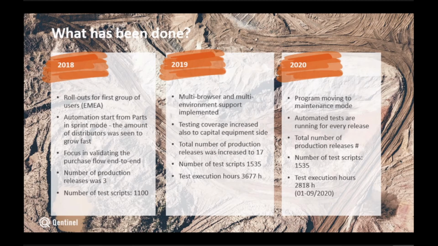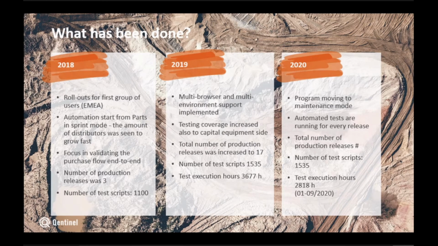When you look at 2019, we got a lot of multi-browser and multi-environment support implemented in the project, which increased the testing coverage a lot. And actually, as they said, they were now able to do 17 releases in 2019 on top of this legacy platform, which I think is quite impressive for the new e-commerce shop. The number of test scripts rose somewhat, and looking at the test execution hours, that's something like 1, 2, or 3 manual testers. All of this is automated now.